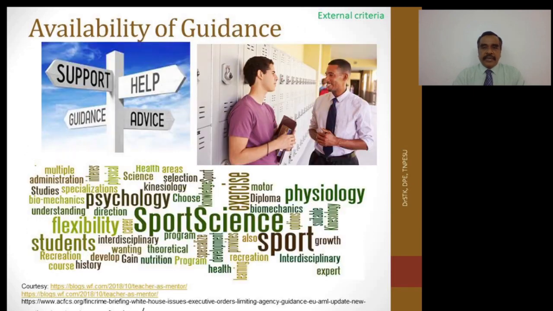The next external criteria is availability of guidance. You may need some expert guidance for your academic research. The expert may be from the particular field of sports science, physical education, exercise physiology, sports biomechanics, or sports sociology. You have to wait for their exact guidance. So selecting the guidance is one of the criteria for selection of your research problem. If suitable guidance is available, you can solve your research question in a fruitful manner.